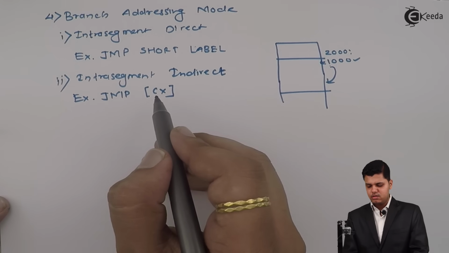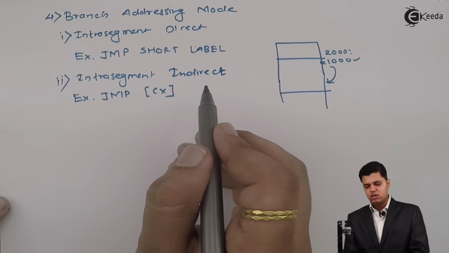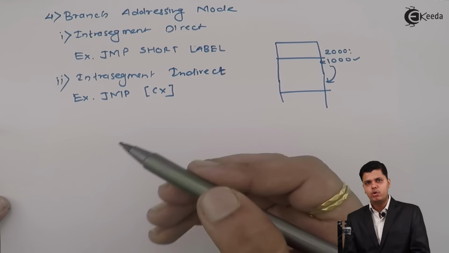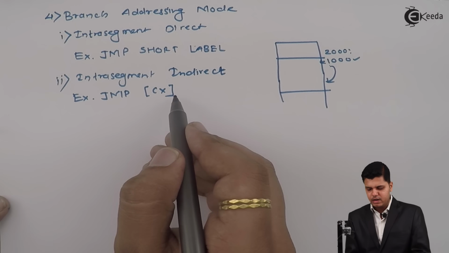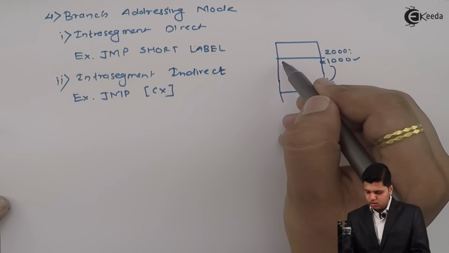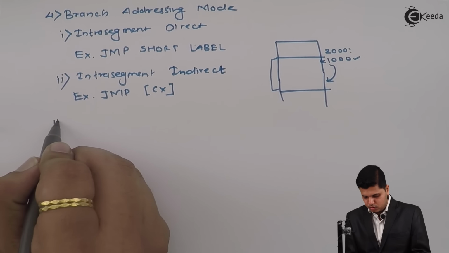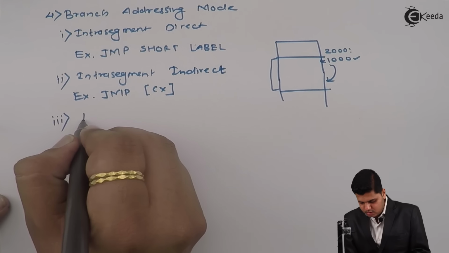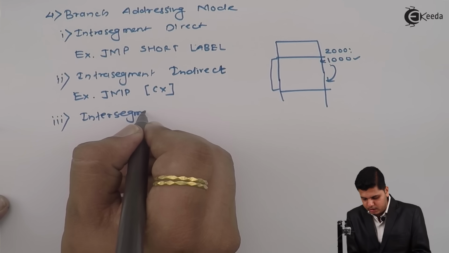Now this CX is nothing but the contents of some memory where the actual address will be available. So the contents of CX will be the new address where we need to change the sequence of the program. So this is the intra-segment indirect. Again, the segment is not changed in the intra-segment indirect also. So the sequence of the program changes within the segment. Next, two types: inter-segment direct and inter-segment indirect.